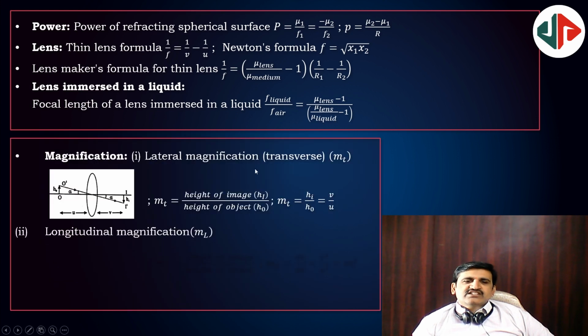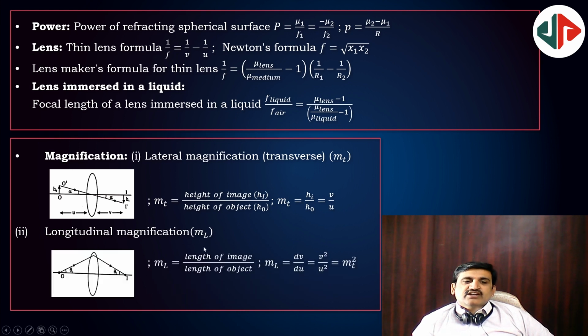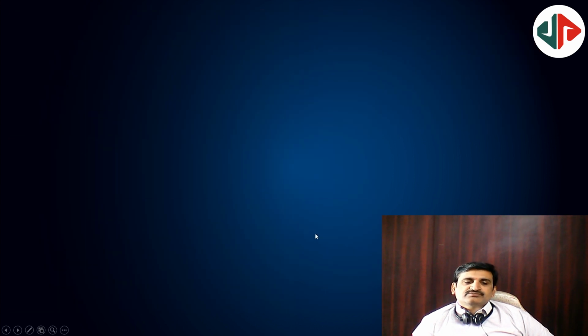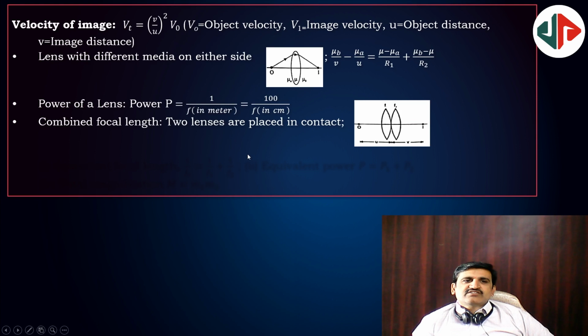Lateral magnification is equal to hi by h naught equal to v by u. Lateral means transverse, that means vertical. And longitudinal magnification is horizontal. Suppose a pen is along the principal axis, then longitudinal magnification ml is equal to v square by u square, that is mt square. Velocity of image is equal to (v by u) whole square into velocity of object.